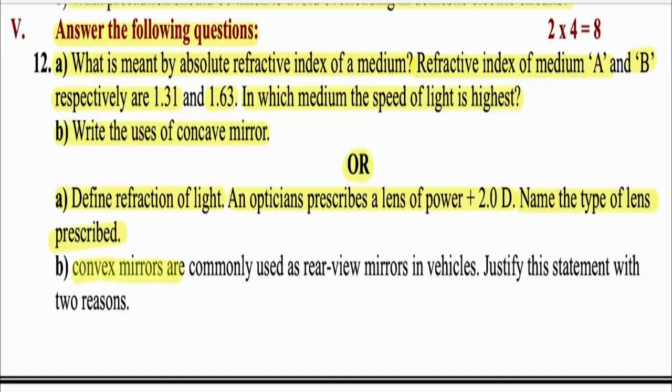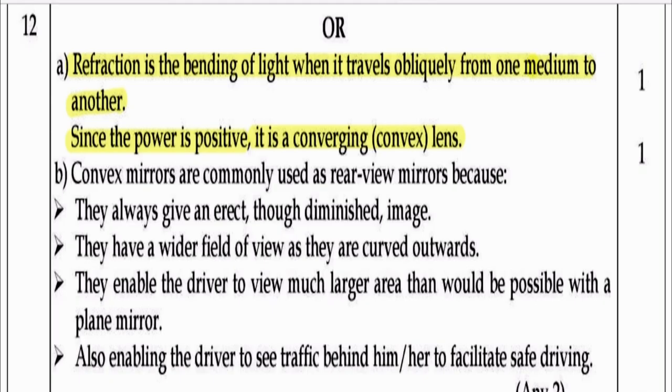Convex mirrors are commonly used as rear view mirrors in vehicles. Justify this statement with two reasons. The reasons are: they always give an erect, though diminished image. They have a wider field of view as they are curved outwards. They enable the driver to view a much larger area than would be possible with a plane mirror, also enabling the driver to see traffic behind him or her to facilitate safe driving.